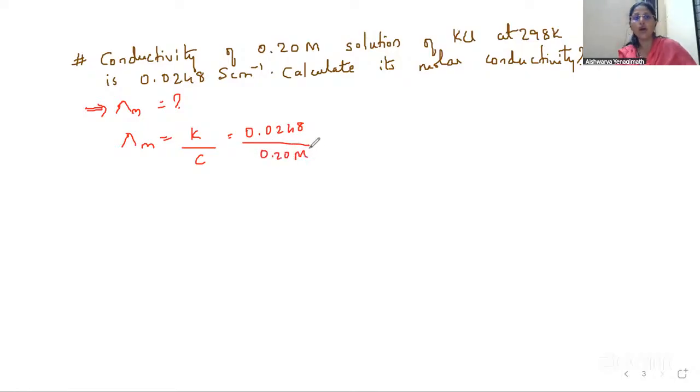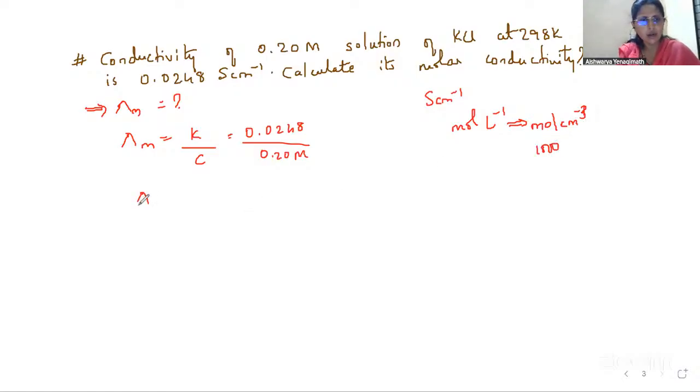0.20 molarity. Conductivity is given, and 0.20 molar is my concentration, concentration in the form of molarity. Capital M stands for molarity. Since kappa is in Siemens centimeter inverse, I want molarity in terms of centimeter inverse. Molarity means moles per liter. I want it in moles per cubic centimeter.